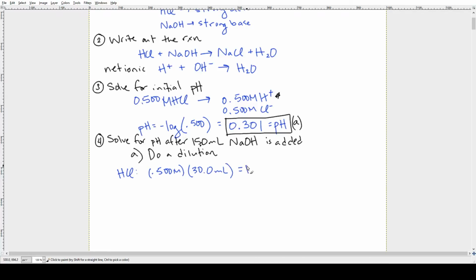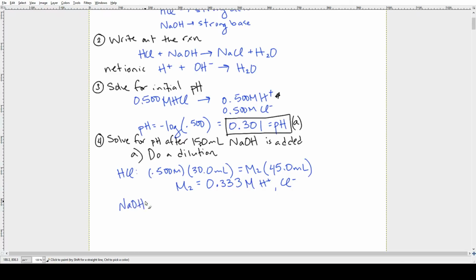And that's equal to the new concentration that we want. And we have added 15 milliliters to the original 30, so its new volume is right there. Okay, so you should end up with an initial concentration of your hydrochloric acid of 0.333, with 3 sig figs, and we know that means that we have that molarity of H plus and Cl minus, because the hydrochloric acid dissociates completely, so that's how much hydrogen we get.